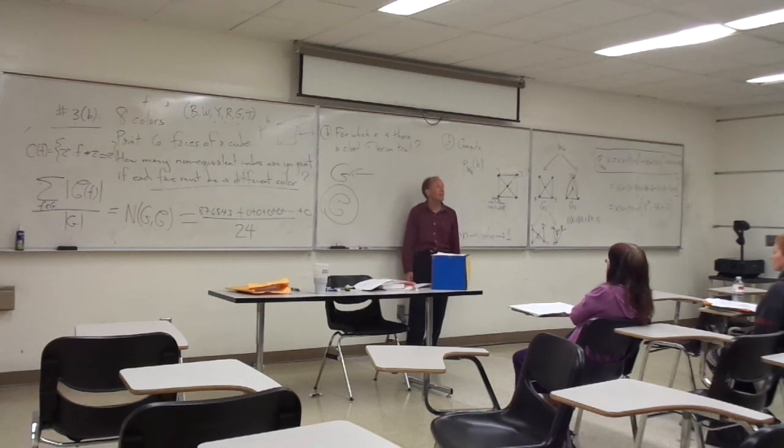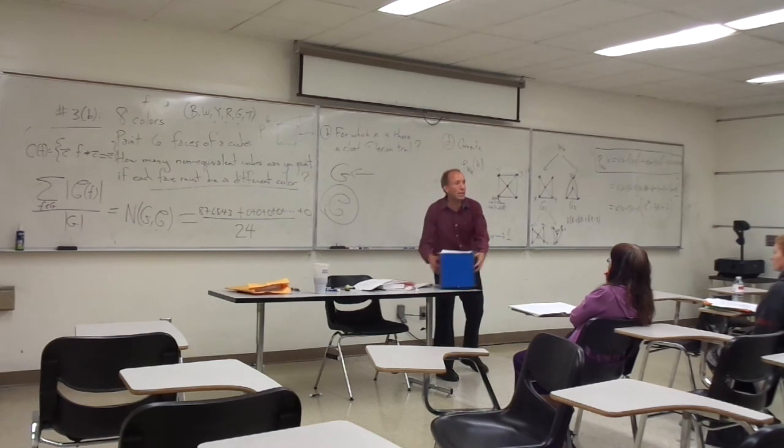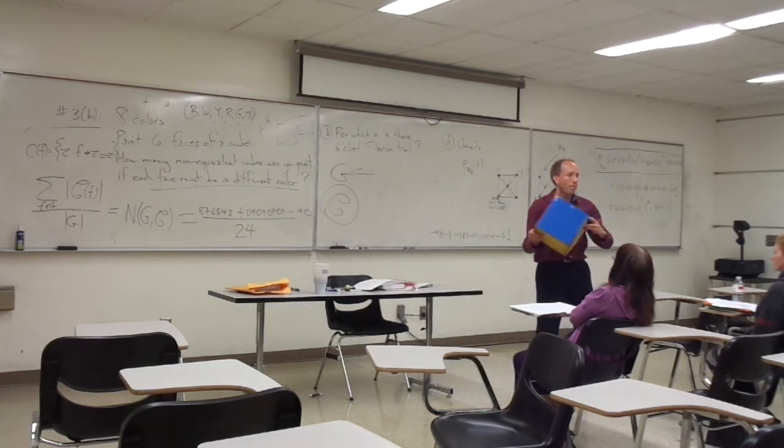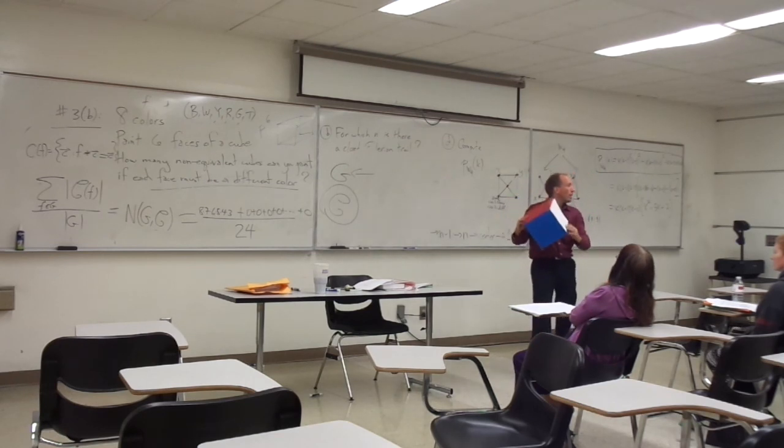Yeah, Jeremy? So G is not about the colors, but rather the orientation of the cube in this case? Correct. The G has to do with what I'm doing to the cube. Rotating it, spinning it, flipping it over, right? All that, that's what the group G is, and that's not changing in this problem.